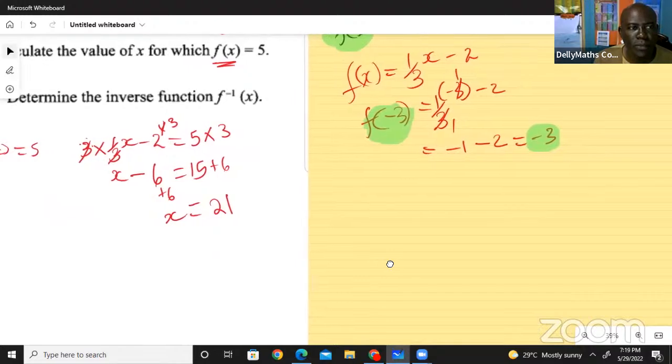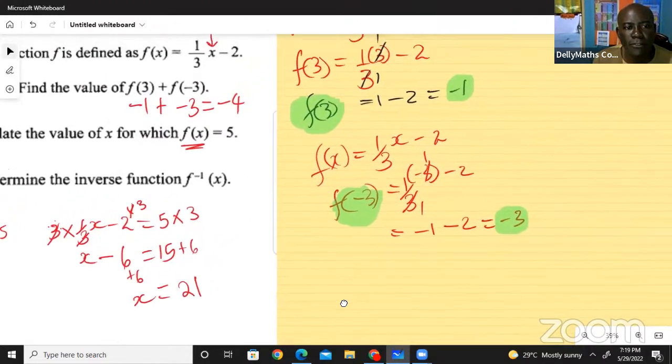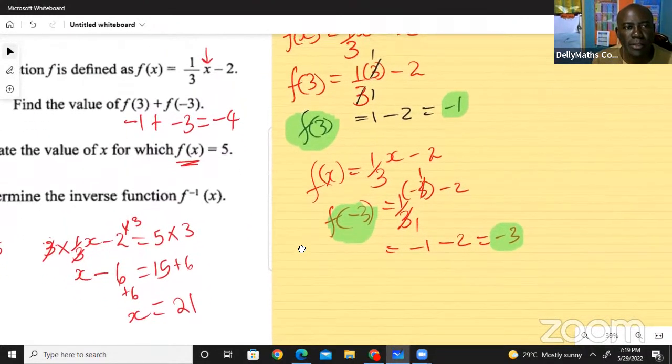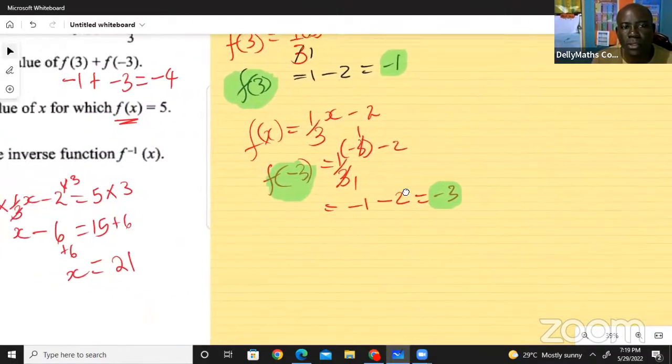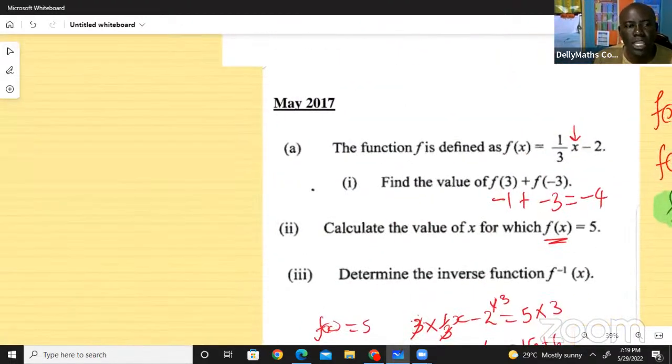All right, let's check. Determine the inverse of f of x, 1/3 x minus 2. All right, I'll put it here. Inverse of f. What's the concept of the inverse? One has to know the concept of the inverse.